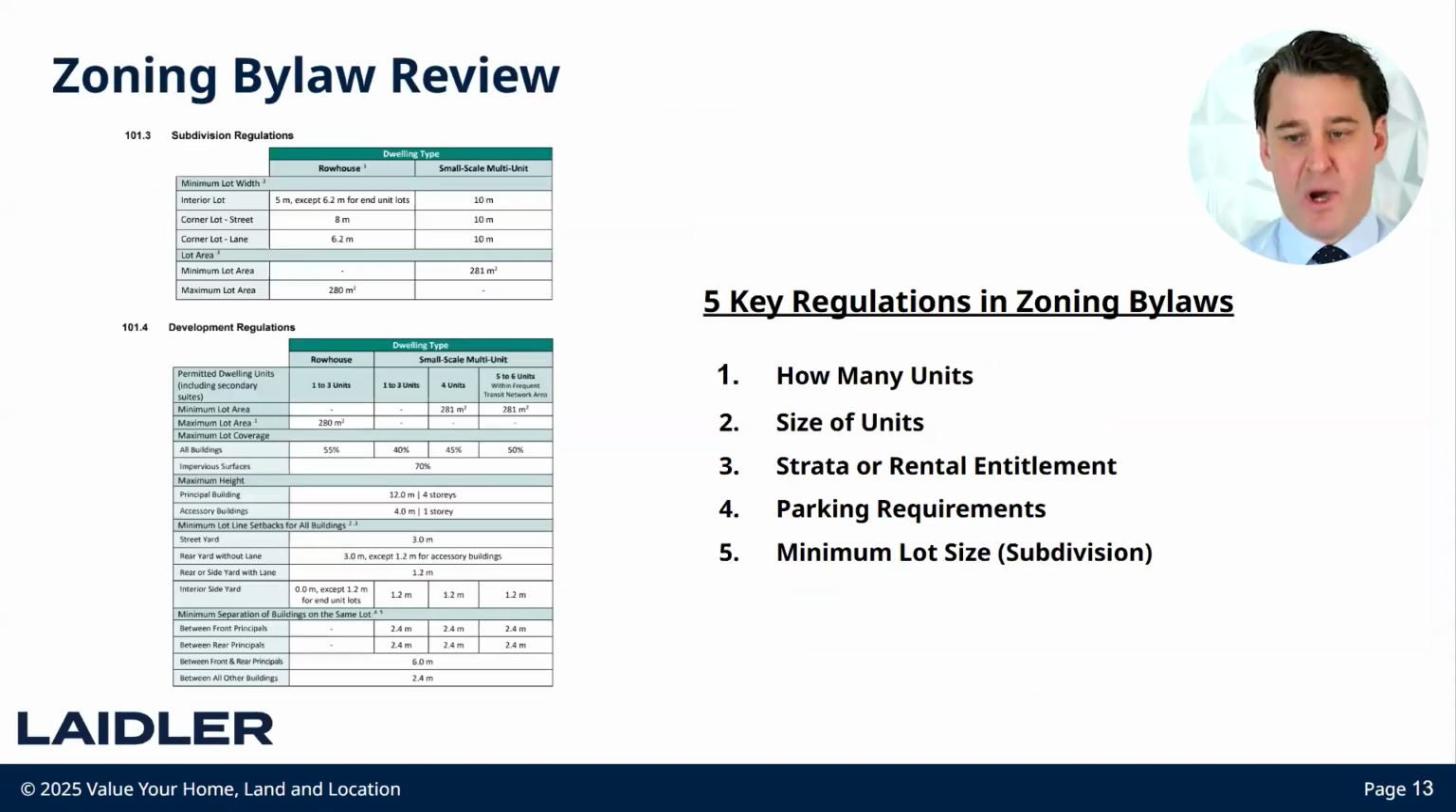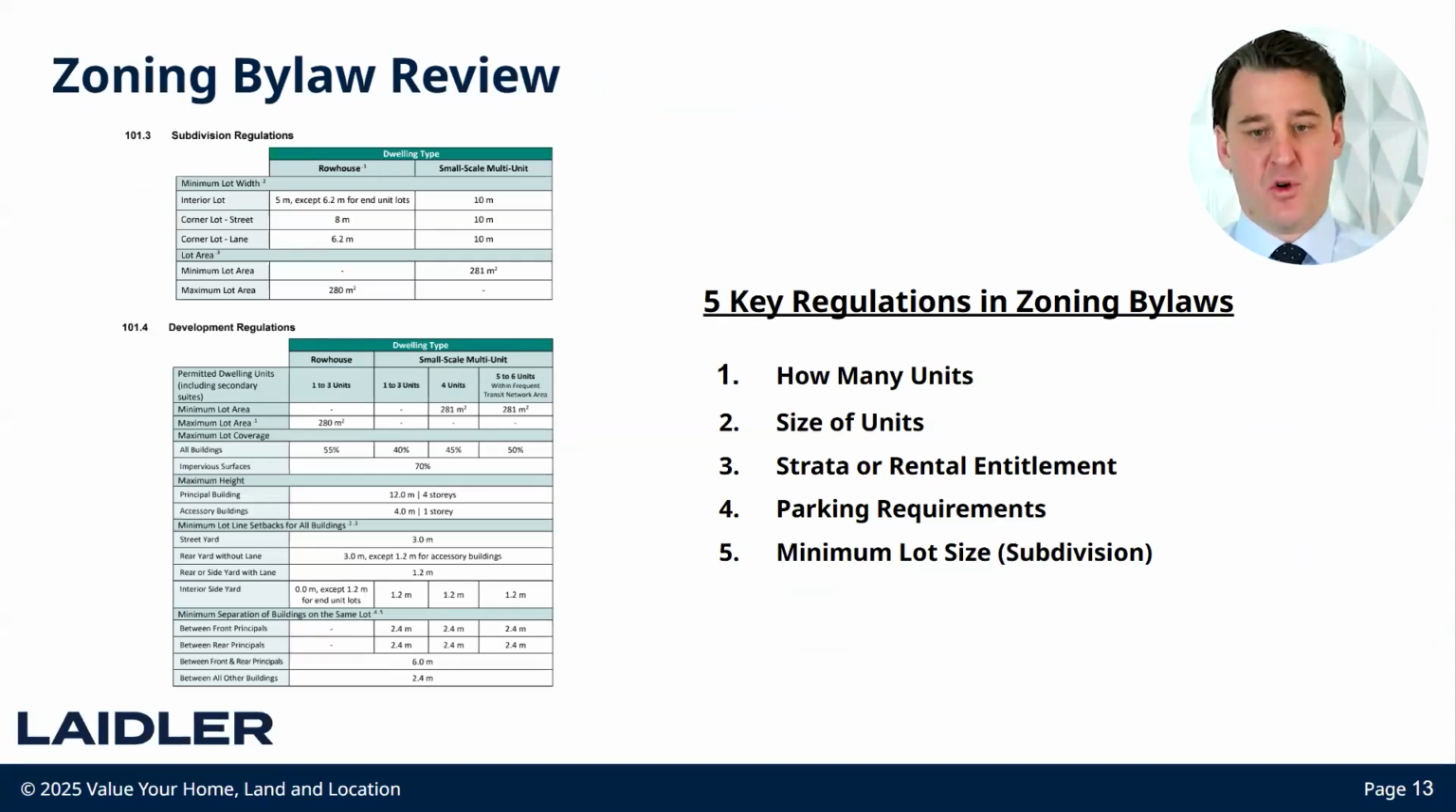When reviewing zoning bylaws, there's 5 main characteristics that we're looking for to value the property. Number 1 is how many units are allowed within the zoning bylaw. For example, here in Burnaby, you can see the row house designation, the small scale multi-unit housing designation, and the differences between 1 to 3 units for minimum lot size, 4 units for minimum lot size, and 5 to 6 units within the frequent transit network area.